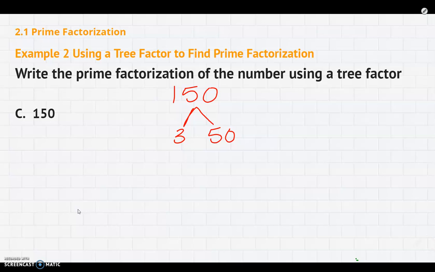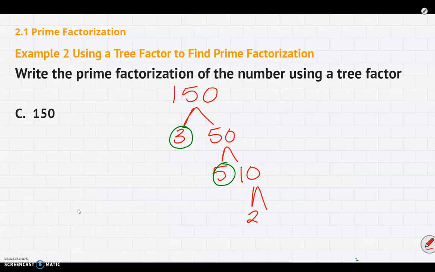Now I know 3 is prime, so I circle it. 50 is not, so I keep going. Again, I could break 50 into 2 and 25. I could break it into 5 and 10. It is really up to you, and it won't matter. Again, you'll get the same answer no matter which way you choose to go. So I'm going to go with 5 and 10. Okay, I know 5 is prime, so I'll circle it. 10 is not, so I will keep going.